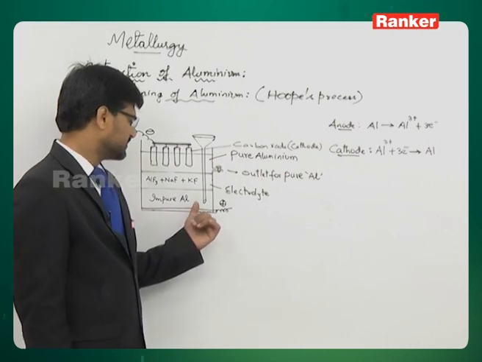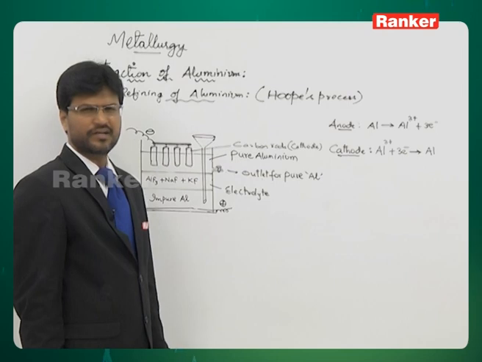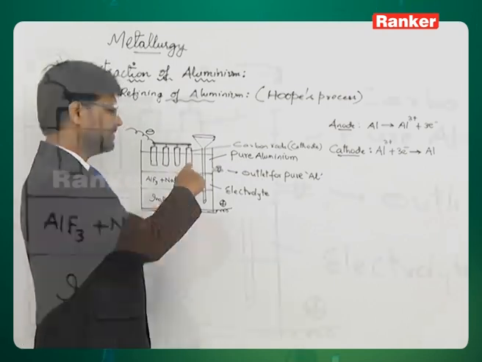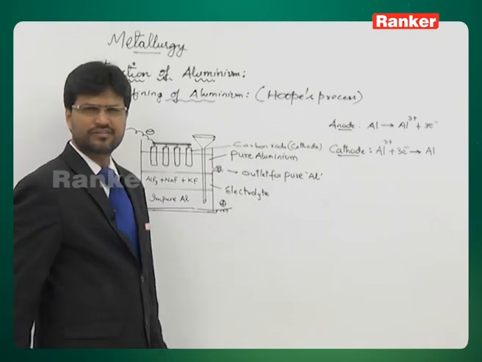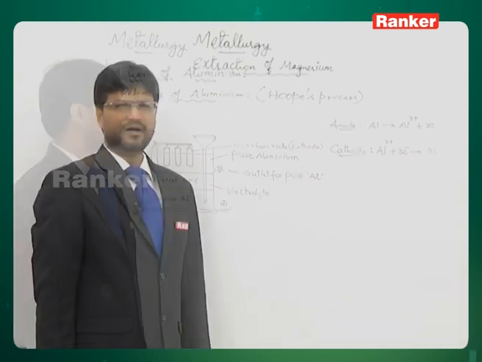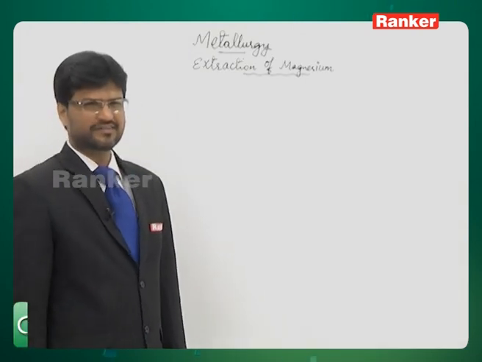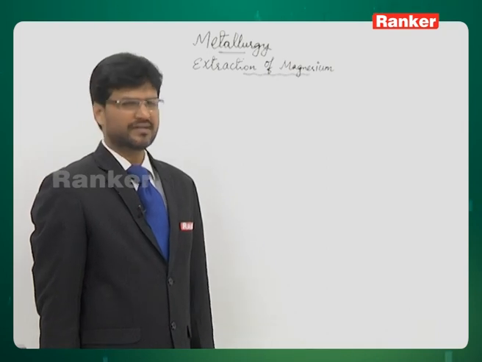So, as time goes, the level of the bottom layer decreases and the level of top layer increases. When sufficient amount of aluminium is formed in the top layer, we have a tapping hole outlet through which pure aluminium can be recovered. This gives highly pure aluminium. Under electrometallurgy, after aluminium, we are learning extraction of magnesium. Extraction of magnesium also comes under electrometallurgy.